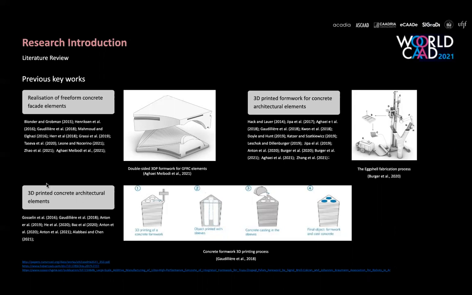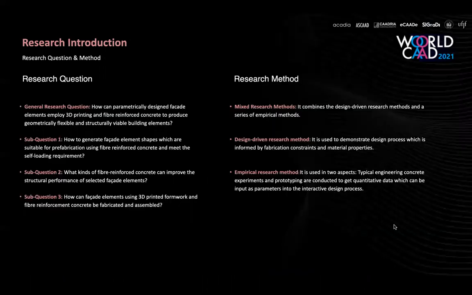This research extended this existing work by examining how material functional performance aspects can be integrated into a parametric form language to achieve facade geometric flexibility. So the general research question is, how can parametrically designed facade elements using 3D printed formwork and fiber reinforced concrete produce geometrically flexible and structurally viable building elements?